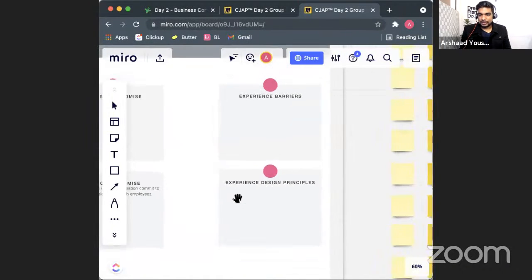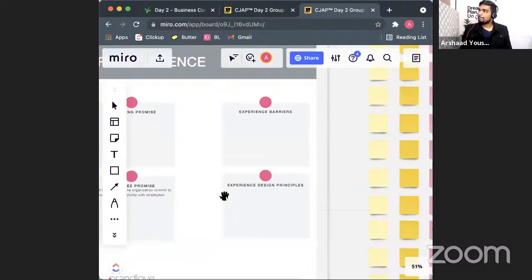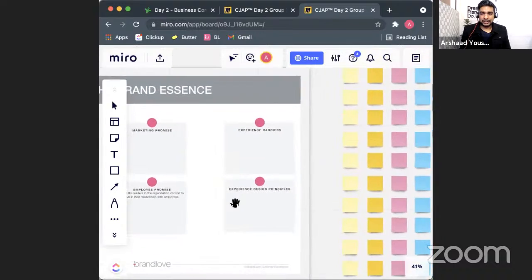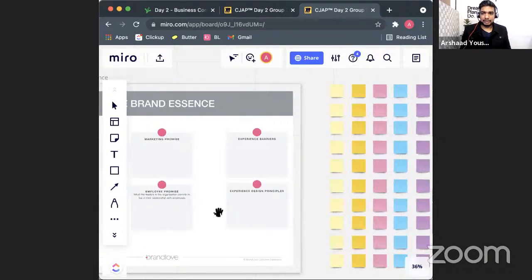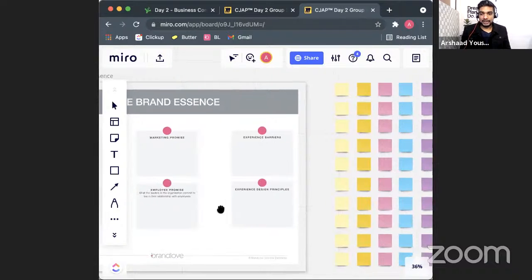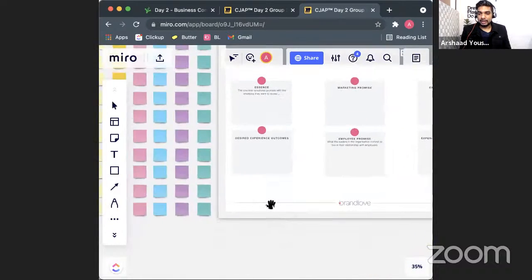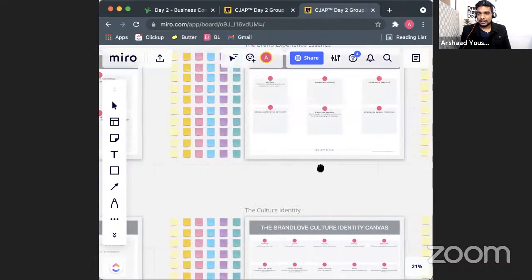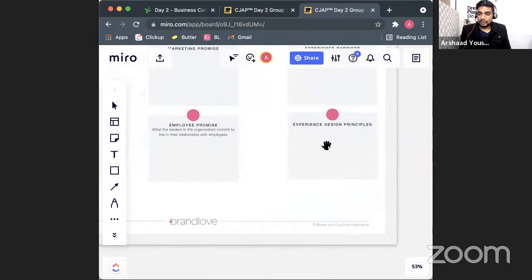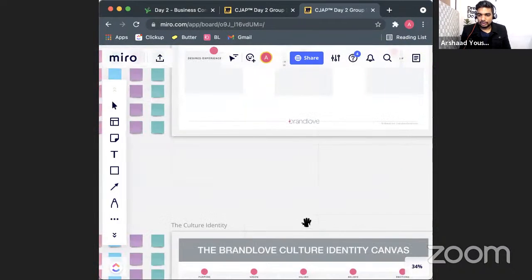And experience design principles. So what are some of the common themes or principles in terms of their experience? So it might be simplicity, for example, or it might be we encourage hope or joy or happiness, or we go out of our way for our clients. You might be able to find what experience design principles you could find.